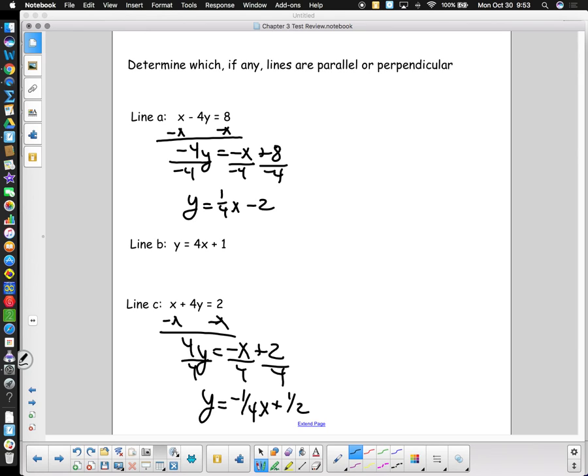Okay, now I've got a negative 1/4. That's not parallel to positive 1/4. Is it perpendicular to positive 1/4? No. Negative 1/4, is it parallel to 4? Is it perpendicular to 4? Yes, so B is perpendicular to C. That's the only solution in this case.